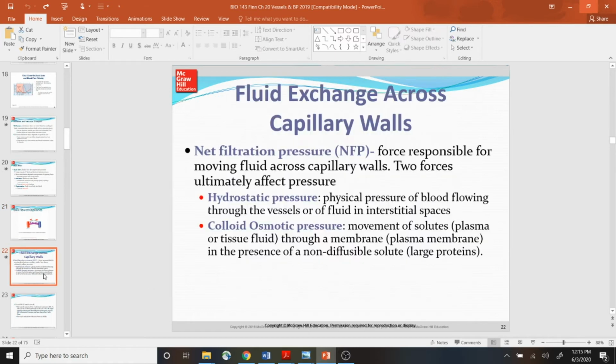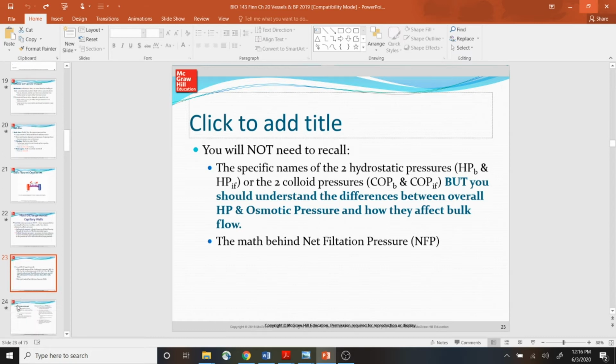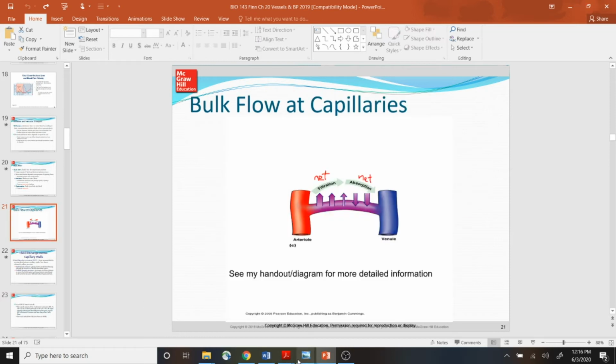By the way, your book goes quite a bit into this concept called net filtration pressure. You're going to just hear me talk about these two main pressures, hydrostatic pressure and colloid osmotic pressure, which is pressure due to the large plasma proteins. We are not going to break down these two bigger pressures into their specific names. There's actually two hydrostatic pressures and two colloid osmotic pressures. I'm going to try to keep things as simple as I can, and we're not going to talk about the numbers or math behind the net filtration pressure, because I think you should be able to understand it without having to do that.